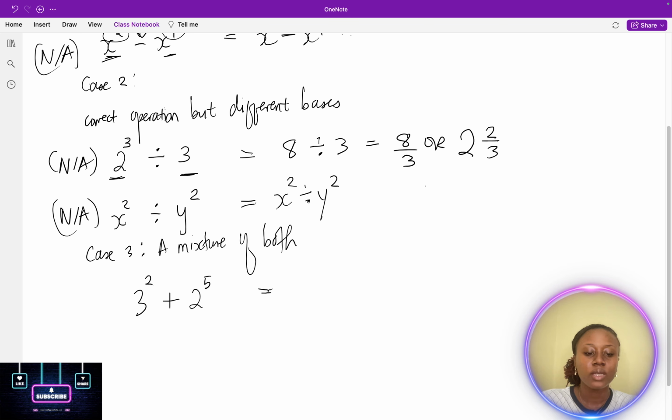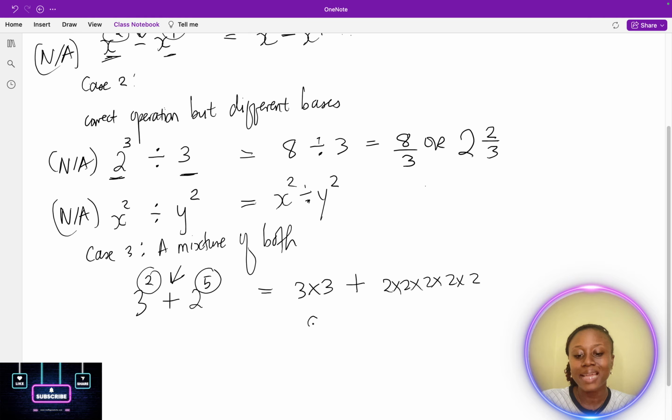Last question is a mixture of both. We don't have the same sign. We don't have the same bases. The law cannot be applied. So we have to evaluate individually. 3 squared is 3 times 3 plus 2 to the 5th power is 2 times 2 times 2 times 2. So when I'm finished, I have 2 3s and I have 5 2s. So 3 times 3 is 9 plus 2 to the 5th power is 32. And that makes my final answer a total of 41.